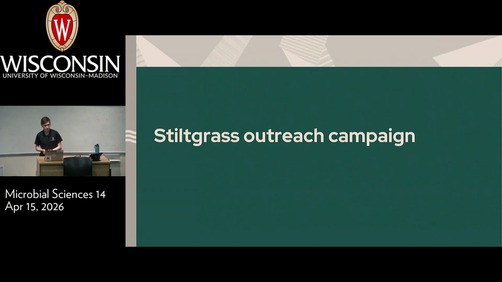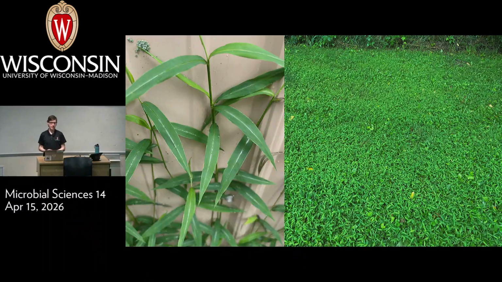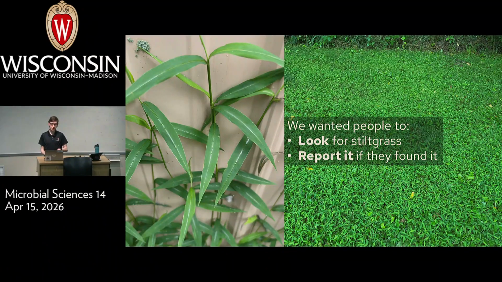The next example I want to share is an outreach campaign around an invasive grass called stiltgrass. So the background here is that in July of last year, this invasive grass was found for only the 2nd time ever in Wisconsin. It's already a really big problem in the Northeast and South, so we knew we really wanted to get ahead of it here. So I was looped into discussions about this. We decided we needed to do a broad public outreach campaign around this, and specifically, we wanted people to look for it and report it if they found it.